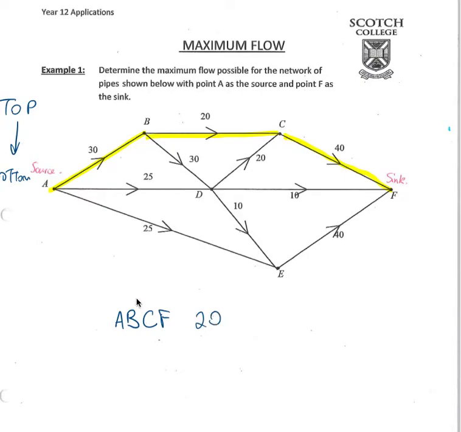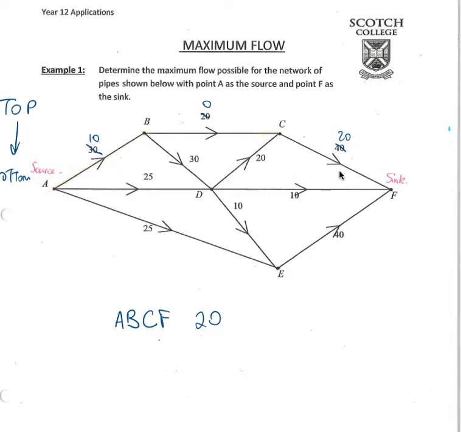And our next step is to take that, since we've accounted for this amount, we take that out of our network. So, neatly, take off 20 capacity off each of these pipes. So now, we only have 10 liters left in this pipe. This pipe is basically useless now, and this pipe, we can still fit 20 in.